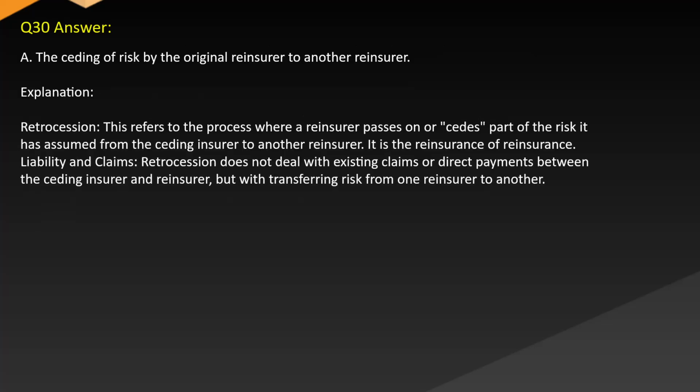Answer A. The ceding of risk by the original reinsurer to another reinsurer. Explanation: retrocession. This refers to the process where a reinsurer passes on or cedes part of the risk it has assumed from the ceding insurer to another reinsurer. It is the reinsurance of reinsurance. Liability and claims. Retrocession does not deal with existing claims or direct payments between the ceding insurer and reinsurer, but with transferring risk from a reinsurer to another.